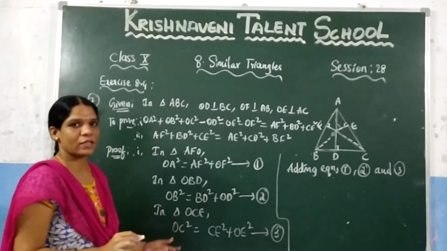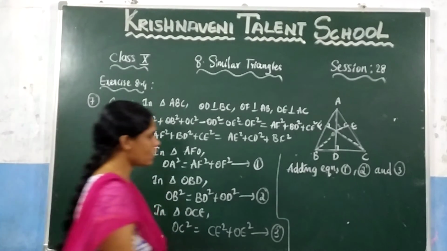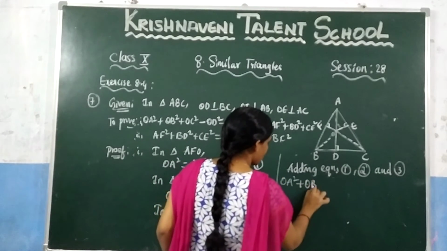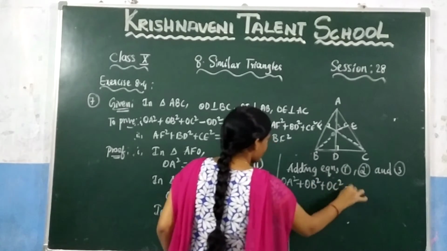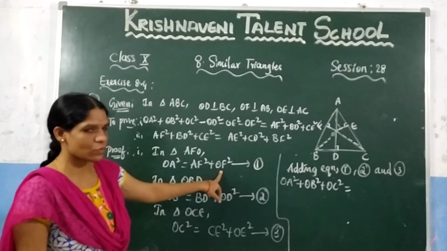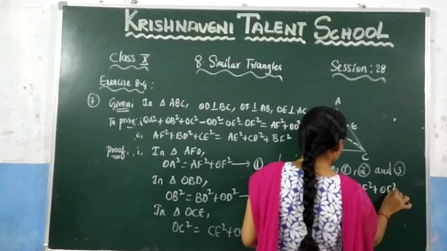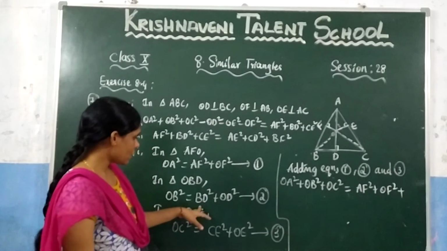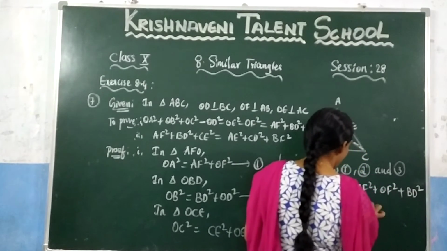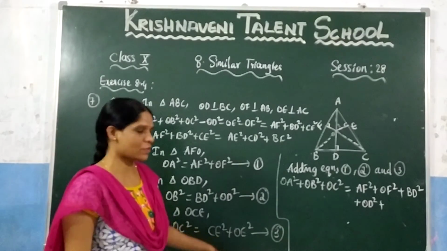So after adding these three equations, what will you get here? OA square plus OB square plus OC square is equal to, let us add what is there in the RHS part. So write it here AF square plus OF square, and what is there in the second equation? BD square plus OD square, and what is there in the third equation, which is CE square plus OE square.